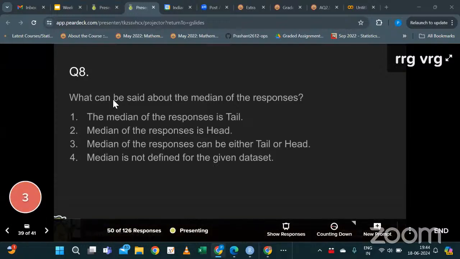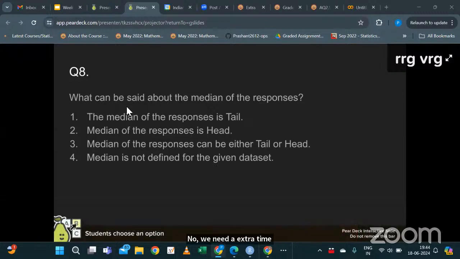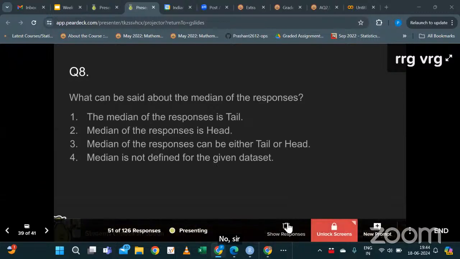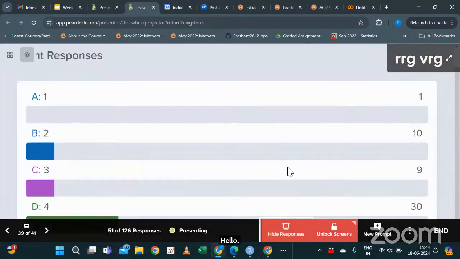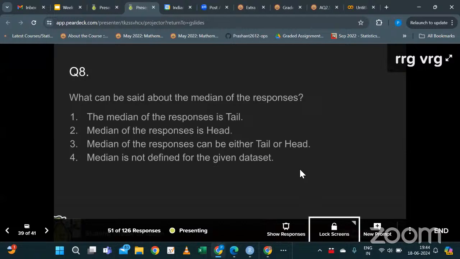Is there anyone who needs extra time? No, sir. Okay, then let me see the responses. 10 people are saying option 2. I don't know why. Who has selected option 2 and 3? Can you let me know? Because I wanted to know what your thought is, so that I can clear up why this is incorrect.